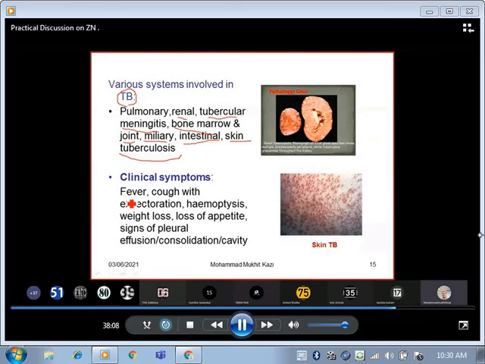And in tuberculosis, generally it starts with a fever, cough with expectoration, and then hemoptysis, meaning presence of blood in the sputum sample, which could be a warning signal that the patient is suffering from tuberculosis. Patients suffer extreme weight loss because of the loss of appetite. And then they start showing pleural effusion, consolidation, cavitation in the lungs. This is the skin tuberculosis. You can see how the clinical picture is there for the skin tuberculosis.